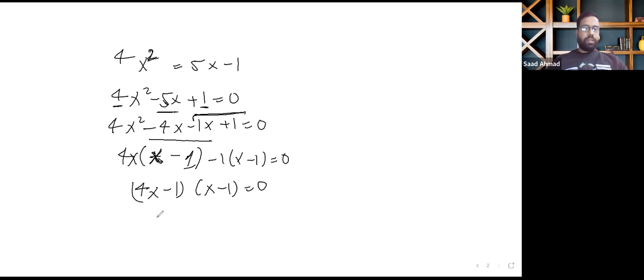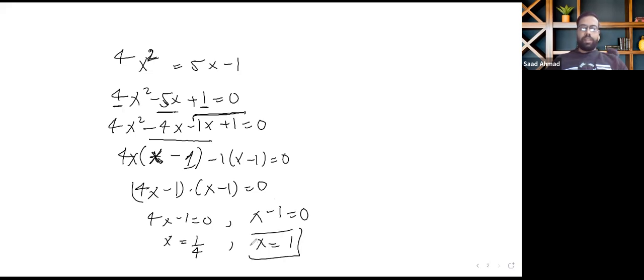So then we write them equal to 0 separately, because when two factors multiply to 0, you can write them equal to 0 one by one. Then from there we will get x equals 1/4 and x equals 1. So these are our two solutions for that question.